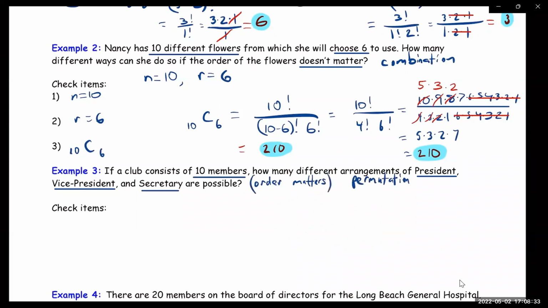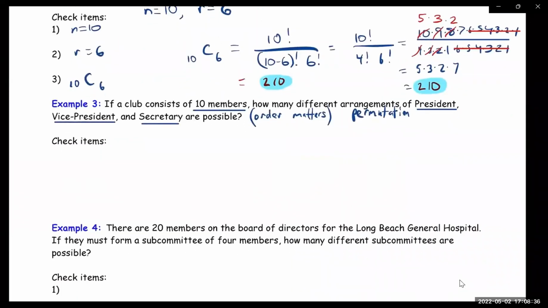So now we have N equals 10, right? R, how many people are we selecting? 3. Yeah, 3, because we need a president, a vice president, and a secretary. And so this becomes a permutation problem, 10P3. You guys can do that on your calculators if you have one. If not, I'm going to do it by hand.